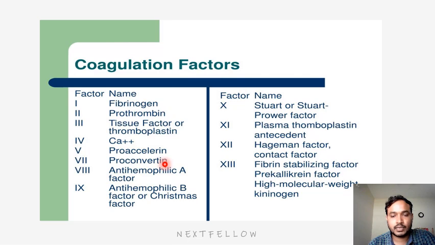Among these 13 factors, factor 4 is important. Next, factors 7, 8, and 9 are important, especially 8 and 9, because they are helpful in hemophilia disorders. So you have to remember 8 and 9, and that one factor is missing, that is factor 6. These are the important points regarding coagulation factors.